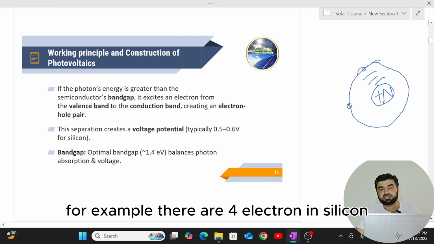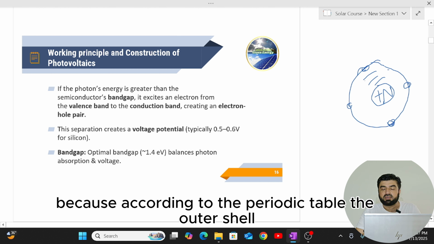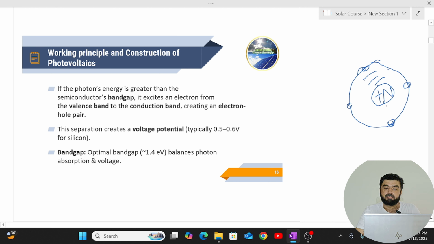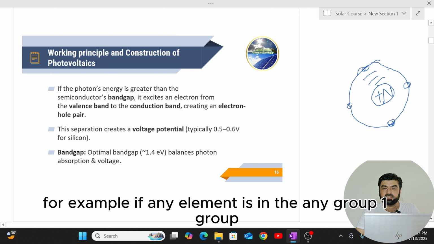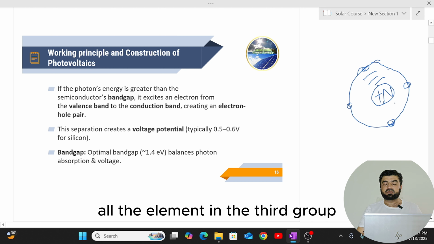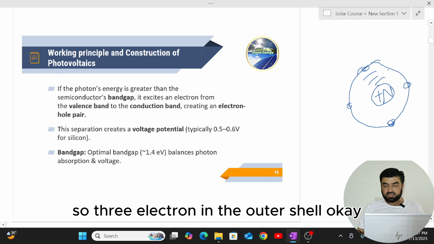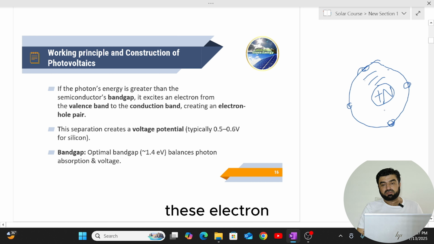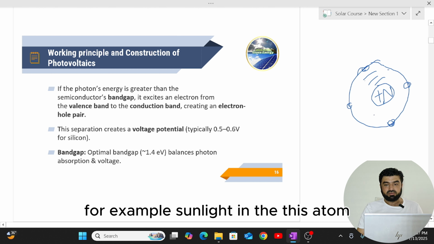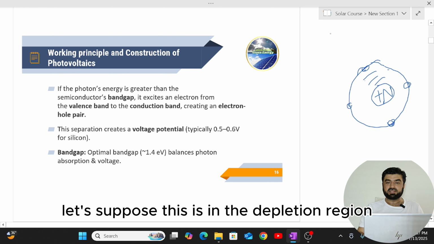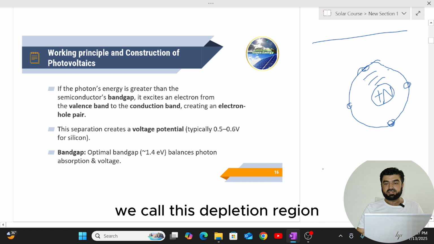The last shell we are interested in, we call it the valence shell. For example, there are 4 electrons in silicon because according to the periodic table, for the outer shell, if any element is in group one, it has 1 electron in the outer shell; in the third group, 3 electrons in the valence shell. Okay. These electrons, for example, sunlight, and this atom, let's suppose this is in the depletion region. We call this the depletion region.